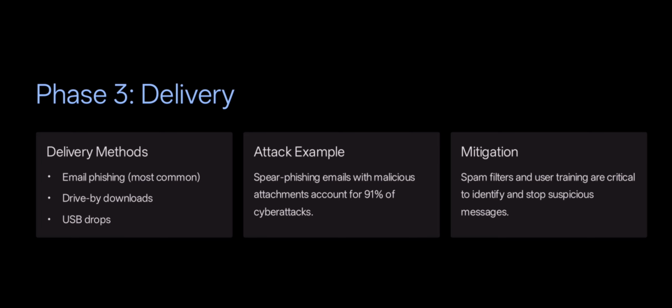Defensive measures to mitigate risks associated with the delivery phase. Email and web filtering: implement solutions that scan and filter out malicious emails and web content. User education and awareness: train users to recognize phishing attempts and avoid interacting with suspicious content. Regular software updates: ensure all systems and applications are up to date with the latest security patches to close known vulnerabilities. Endpoint protection: deploy advanced endpoint protection solutions that can detect and block malicious payloads.